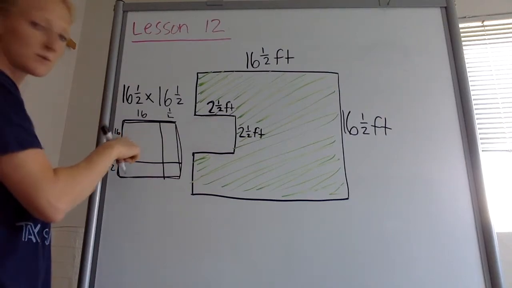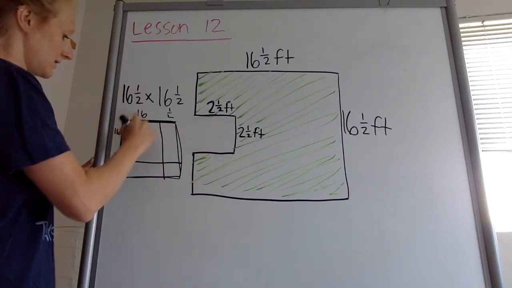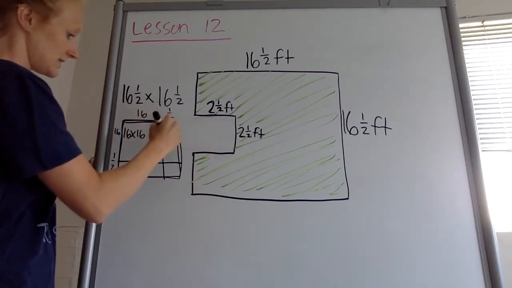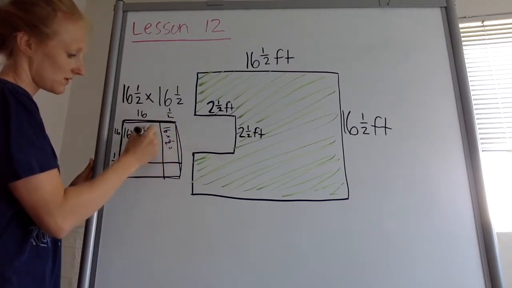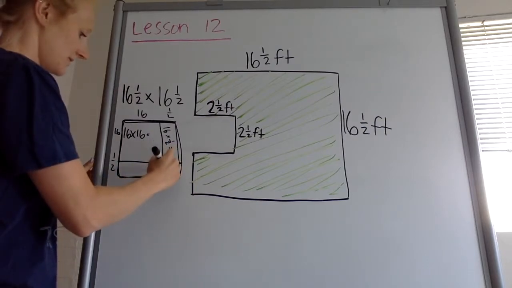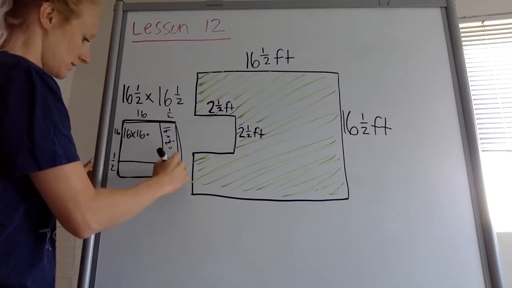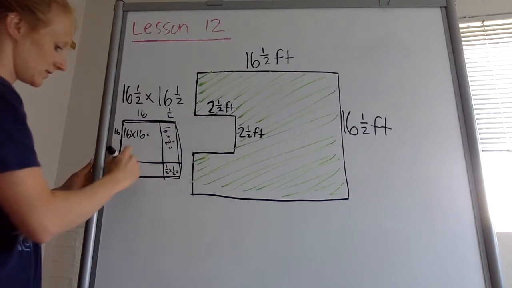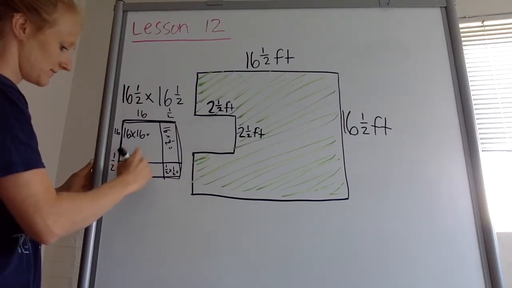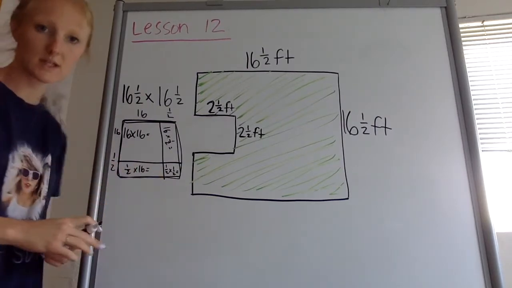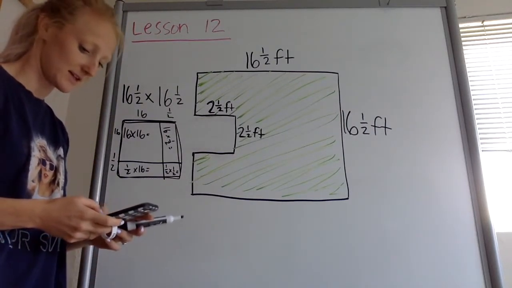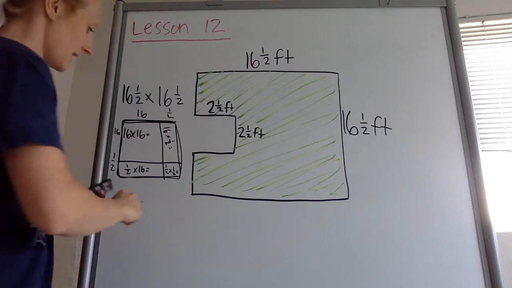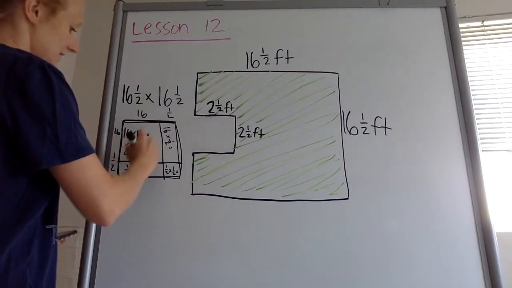So this box would be 16 times 16. This box would be 16 times 1/2. This box would be 1/2 times 1/2. And this box here would be 1/2 times 16. So 16 times 16, you can solve that on your own. I'm going to solve it on a calculator so I can make this video shorter. It's going to be 256 feet squared.